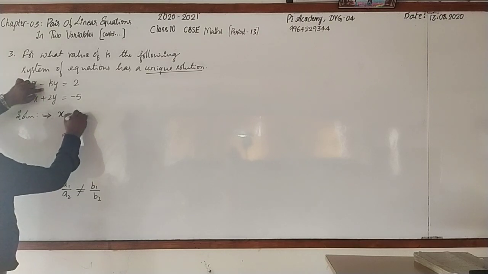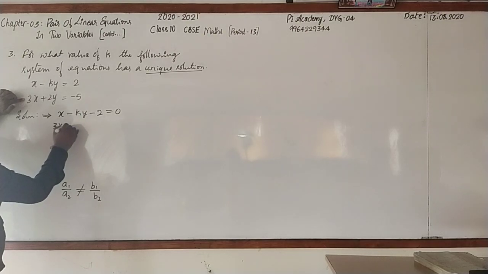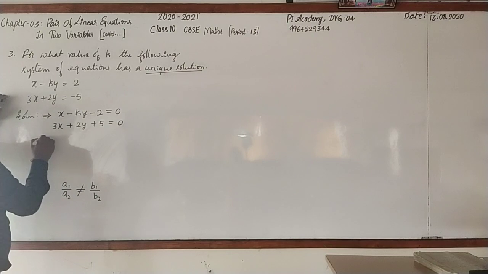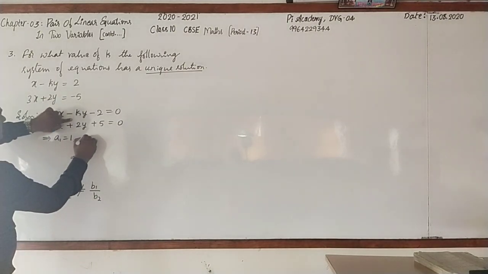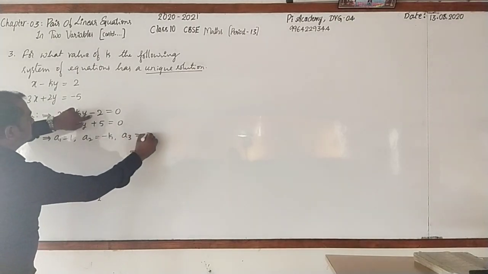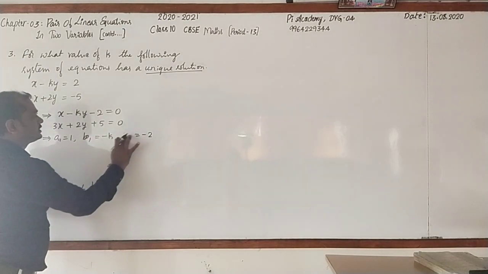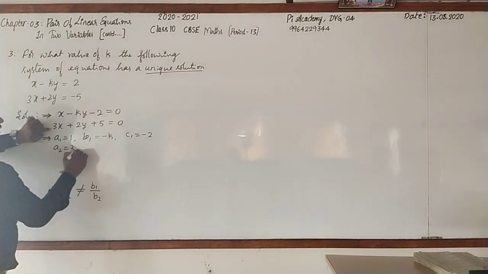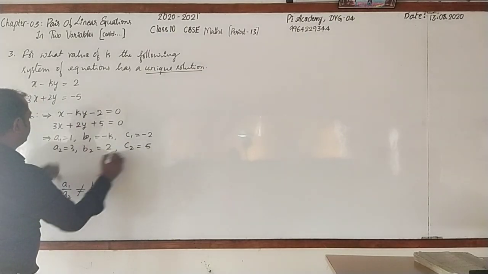x minus ky minus 2 equal to 0. Then, 3x plus 2y plus 5 equal to 0. Let us write the coefficients. a1 is 1, b1 is minus k, and c1 is minus 2. Next, here a2 is 3, b2 is 2, and c2 is 5.